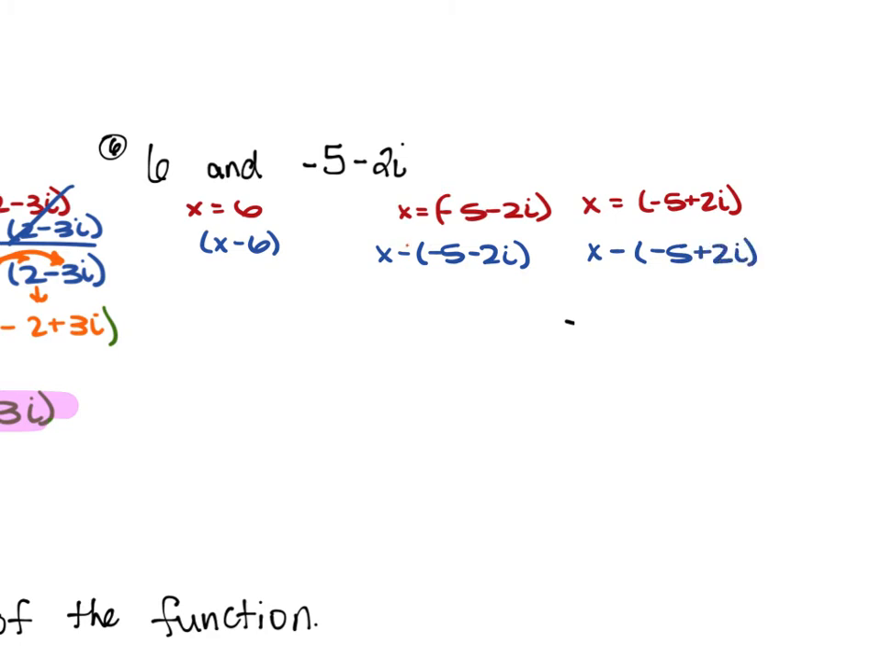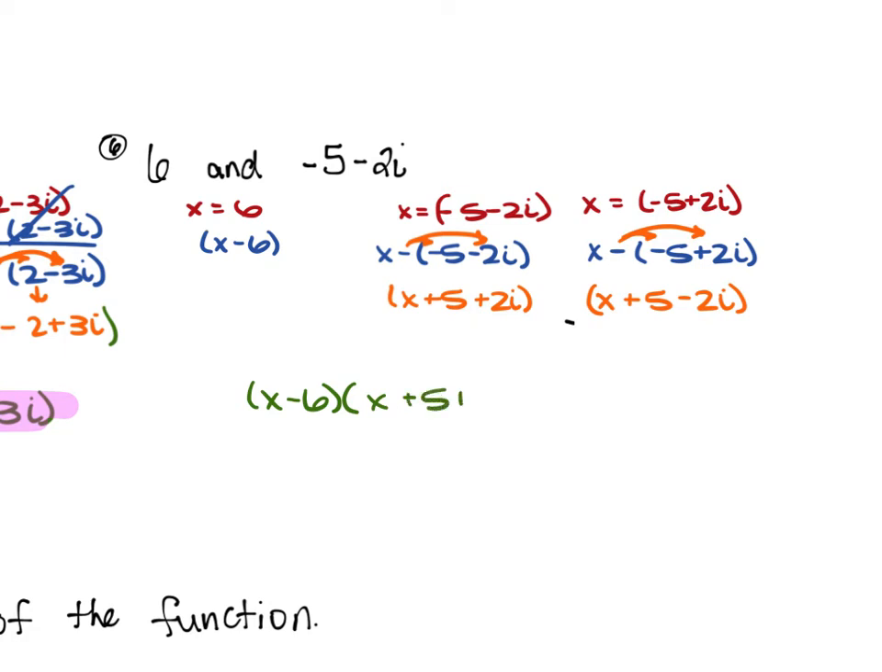We're going to distribute the negative into those complex terms. So we're going to have x plus 5 plus 2i, as well as x plus 5 minus 2i. So we write this all as one product. We're going to have x minus 6 times x plus 5 plus 2i times x plus 5 minus 2i.